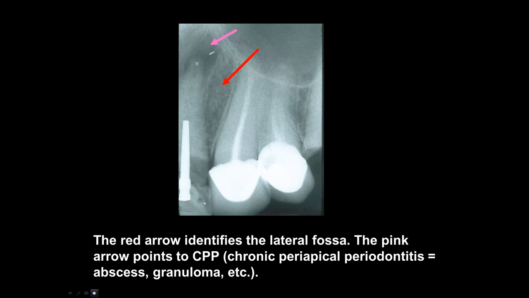Here, the red arrow identifies the lateral fossa and the pink arrow points to the chronic periapical periodontitis region. And here you can see an RCT treated tooth, with a post and core placed in this incisor.